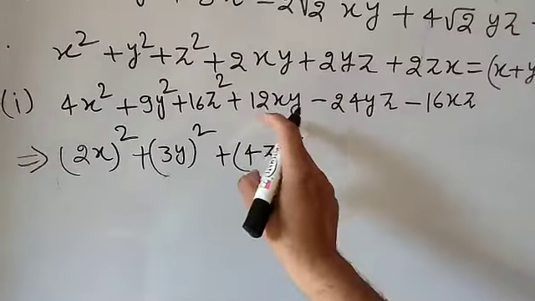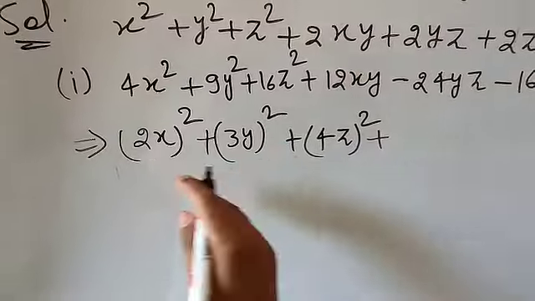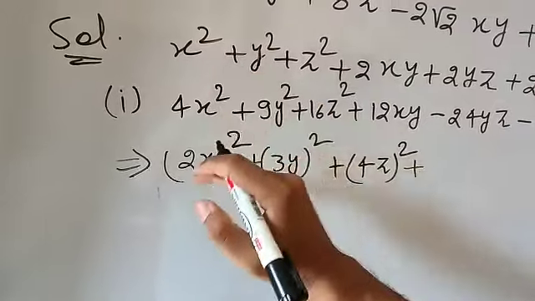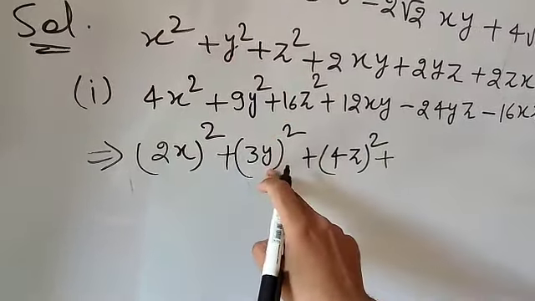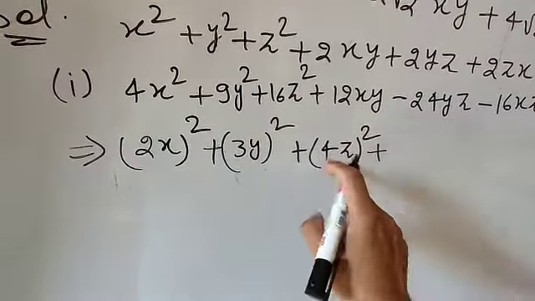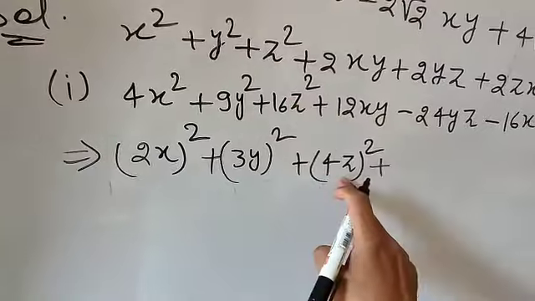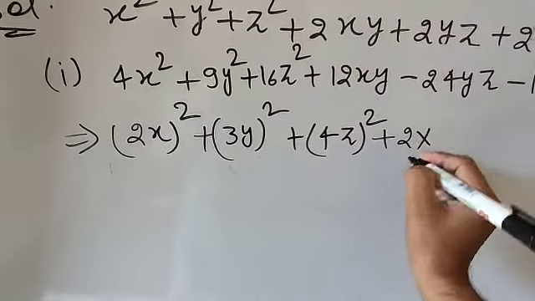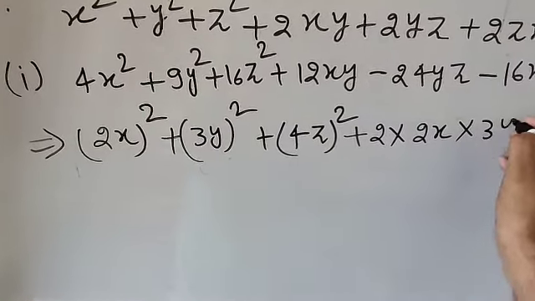Now here it is 12xy, so it can be written as 2 into x into y. So what is the value of x? 2x. Now if you compare with the identity, here x square is (2x) square, y square is (3y) whole square, z square is (4z) square. It means the x value is 2x, the y value is 3y, the z value is 4z. Now here it is given plus 2xy, so plus 2 into 2x into 3y.